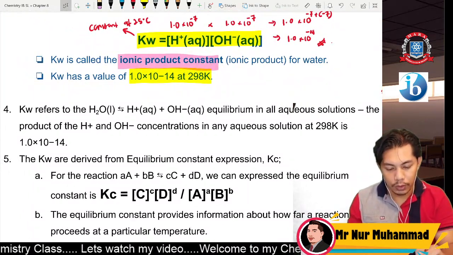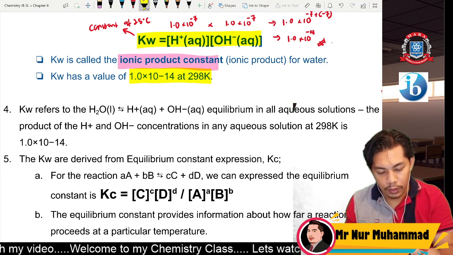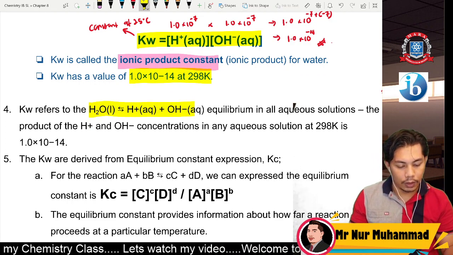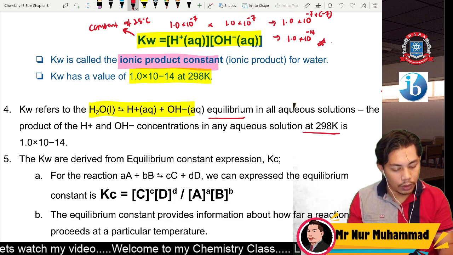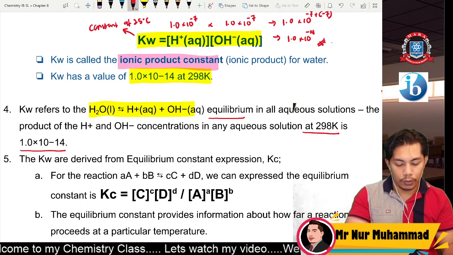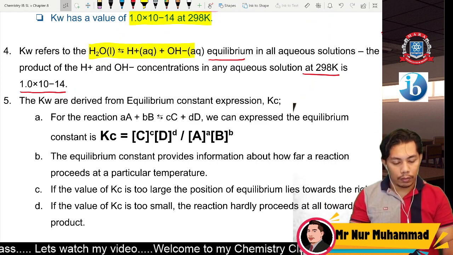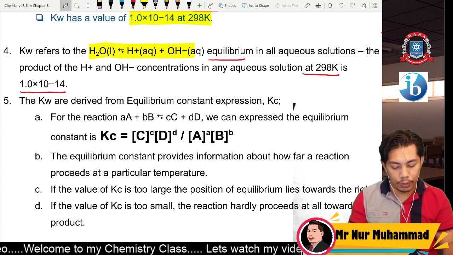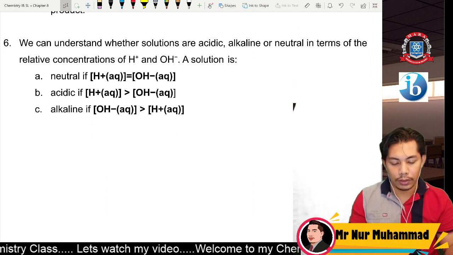So Kw refers to water producing hydrogen ion and hydroxide ion. Remember that this situation is at equilibrium and at 298 Kelvin, and the value is 1.0 times 10 negative 14. For number 5, I already explained it before, so I won't go through it again. So, proceeding to number 6.